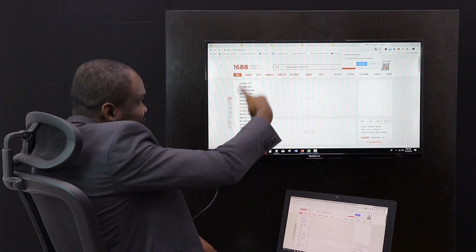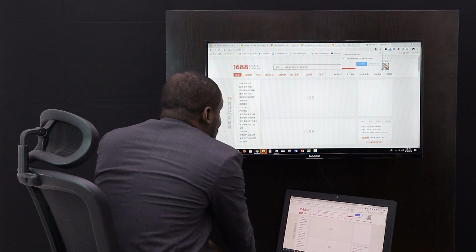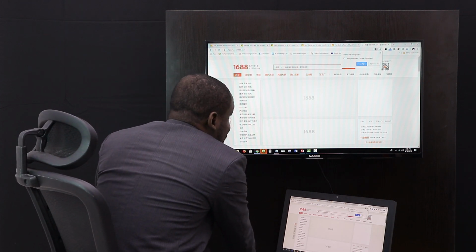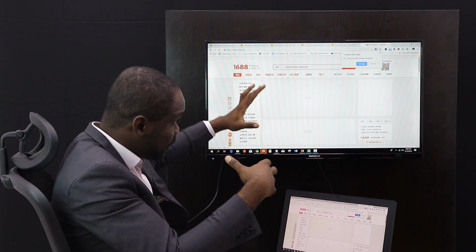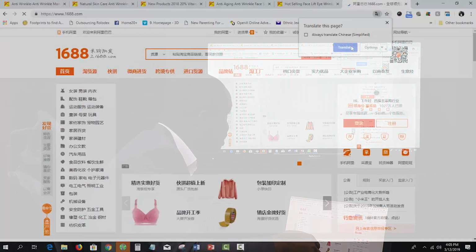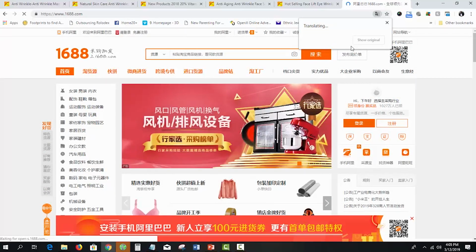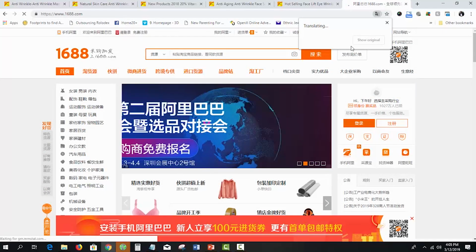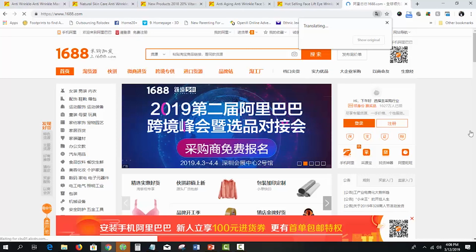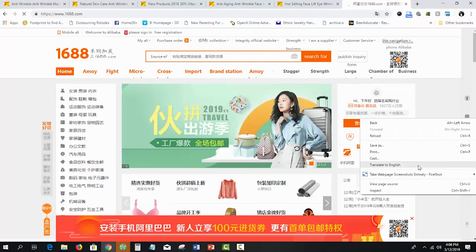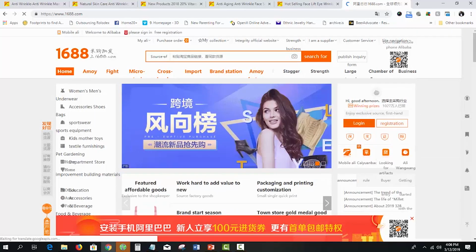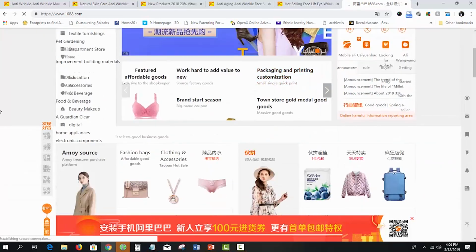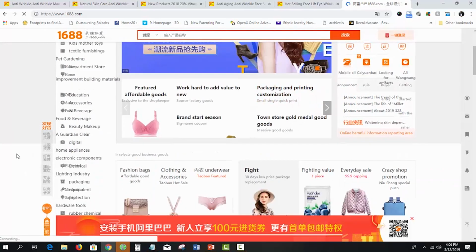So when you open 1688, you want to be able to read what is on it, right? So you have to open it in Chrome. You use the Chrome browser to open it. It opens up and then you can click on translate. If that box doesn't pop up, simply find white space anywhere and click on translate to English. Once you do that, the page is going to be translated to English. So you can see it's now in English.